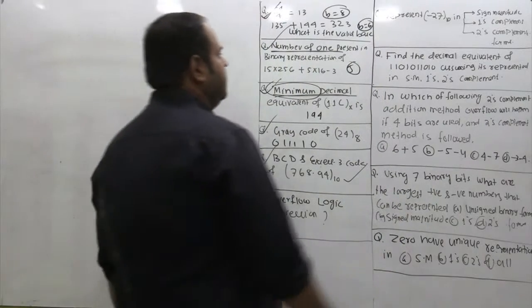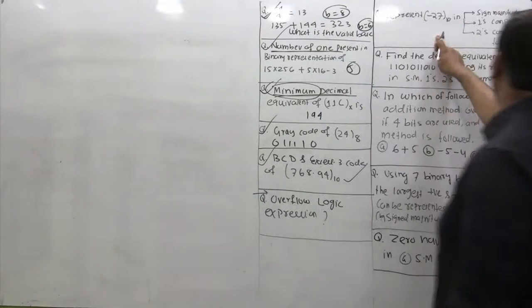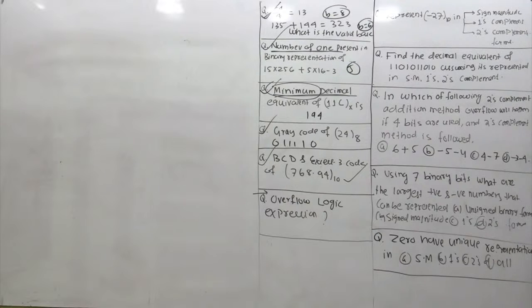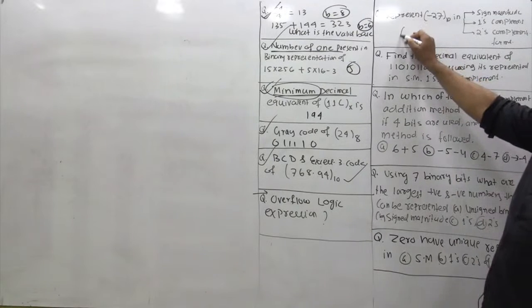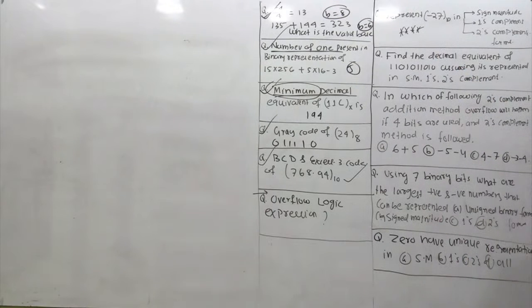So the question is, represent minus 27 base 10 in sign magnitude form, in 1s complement form and in 2s complement forms. This is one of the popular model questions in the GATE exams. Some number they will tell you and what will be its equivalent binary representation if this form is used, that form is used, and so on and so forth.